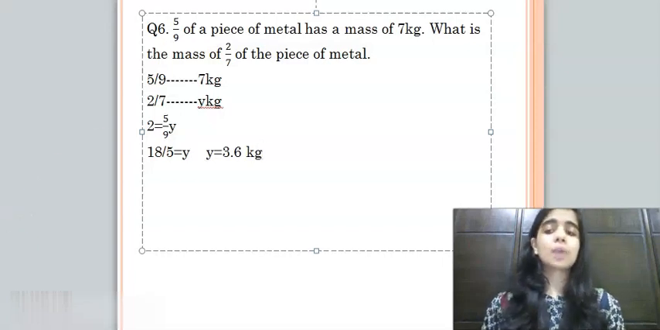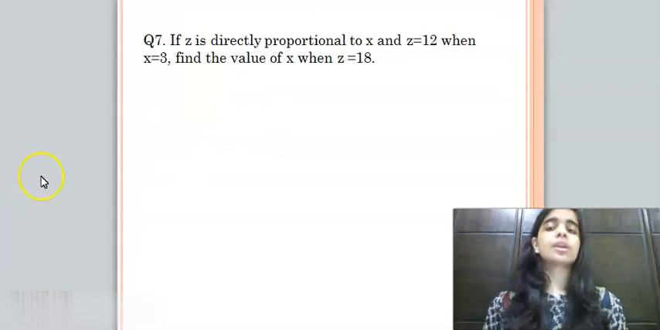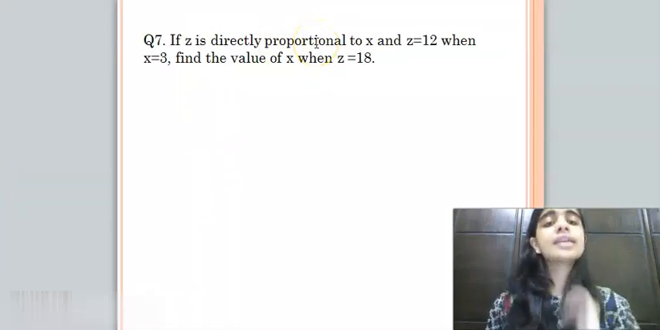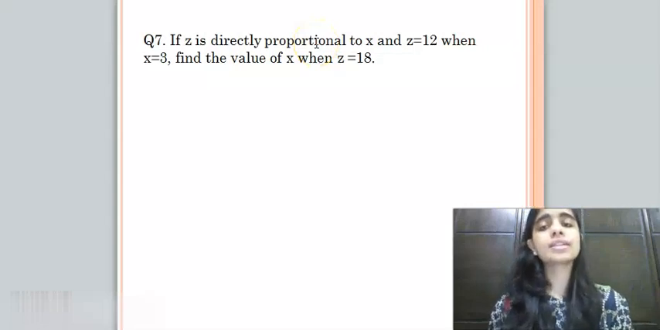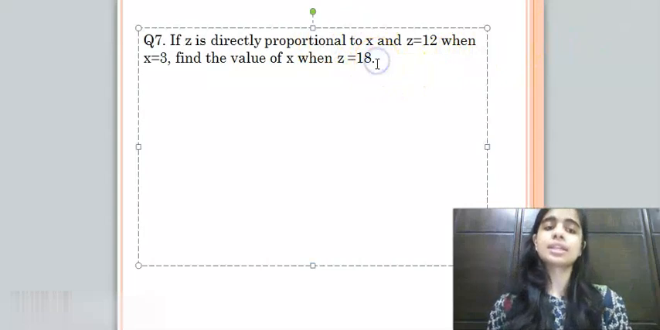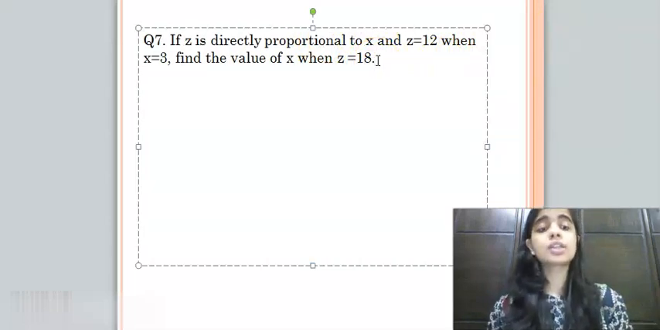Now let's try question number 7. If z is directly proportional to x and z is equal to 12 when x is equal to 3, find the value of x when z is equal to 18. Again, very easy question. I want you to try it yourself.